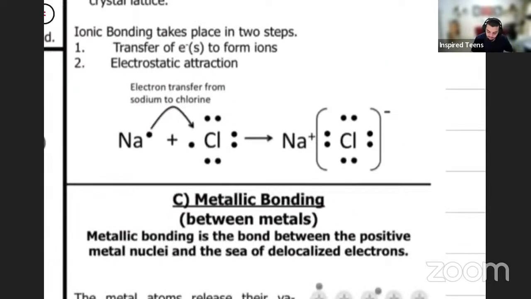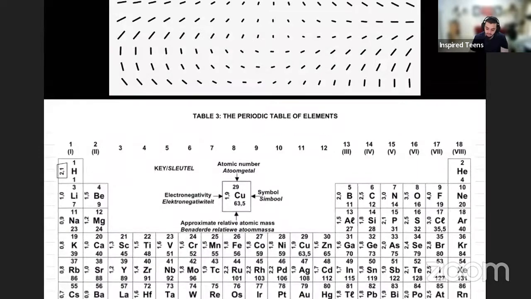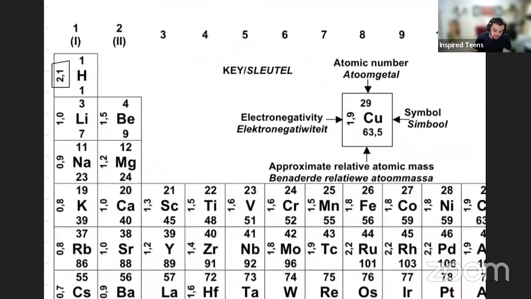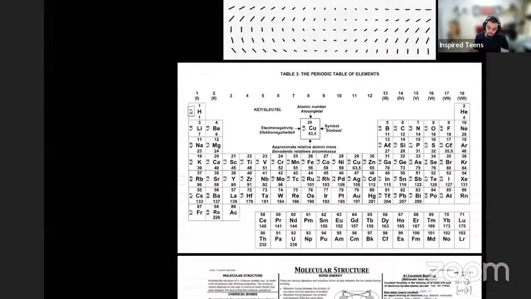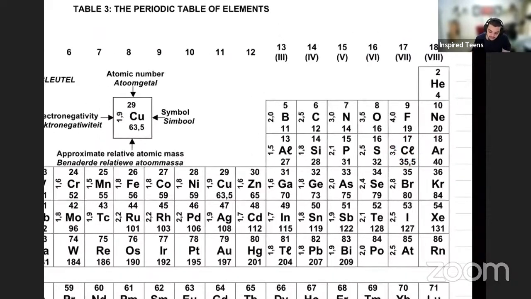Okay, very nice. Here's a nice diagram of how this takes place. Electrons transfer from sodium to chlorine, so from metal to non-metal. Sodium has 1 electron, and chlorine we know has 7. So let's go to the periodic table. We can see that sodium is in the first group, first Roman numeral, so it has 1 valence electron. Then chlorine, of course, is in the 7th group, so it has 7 valence electrons.